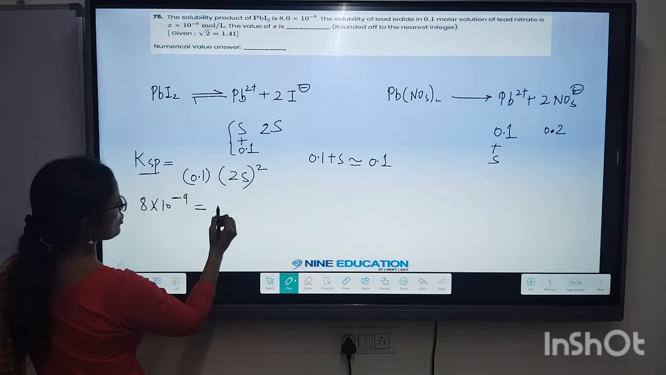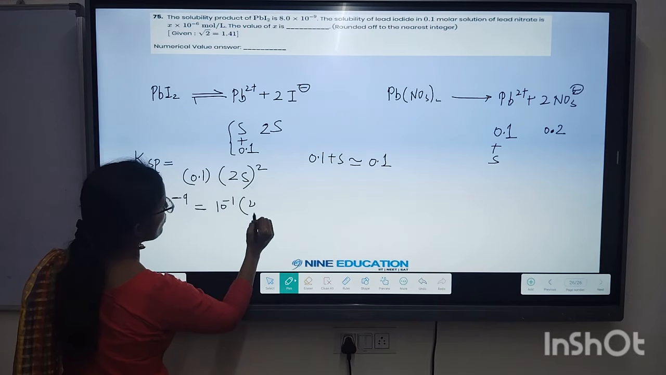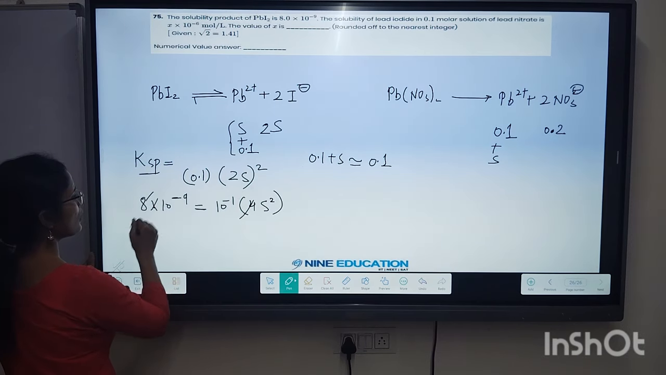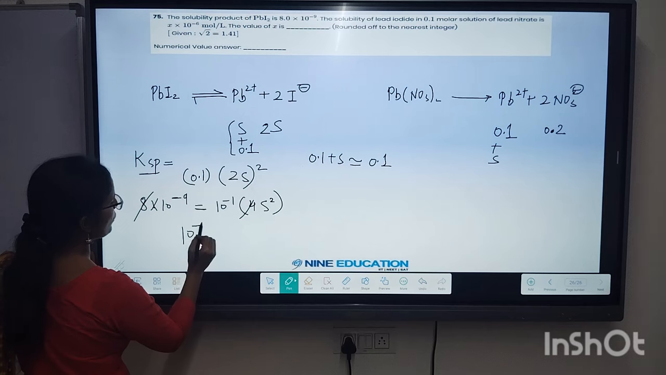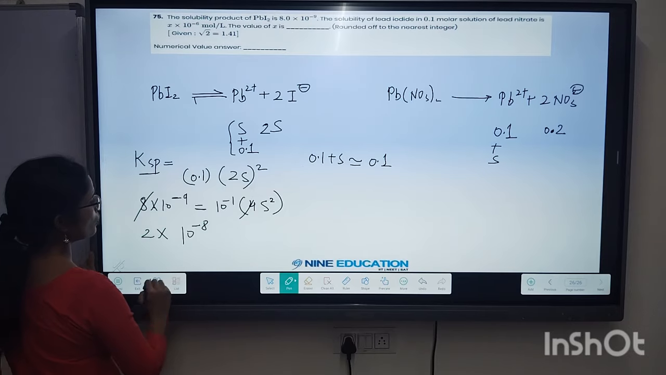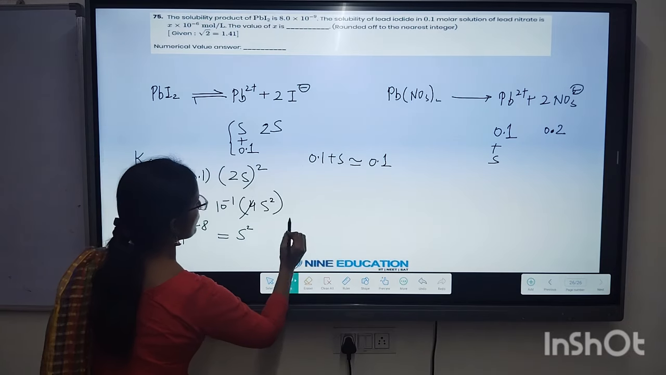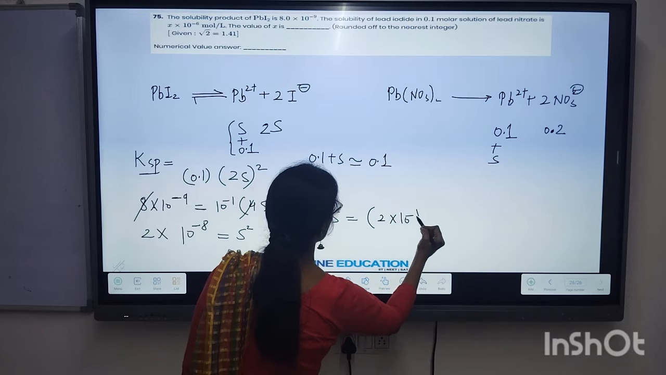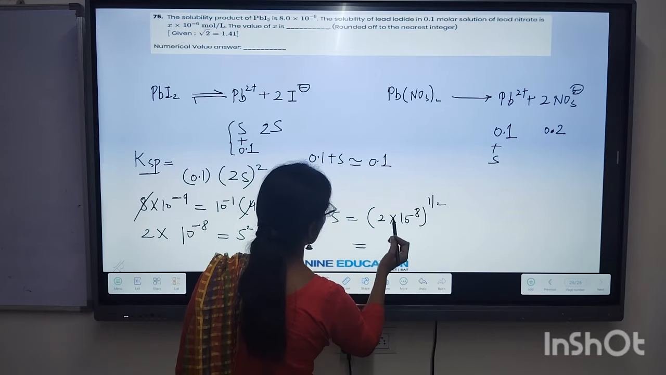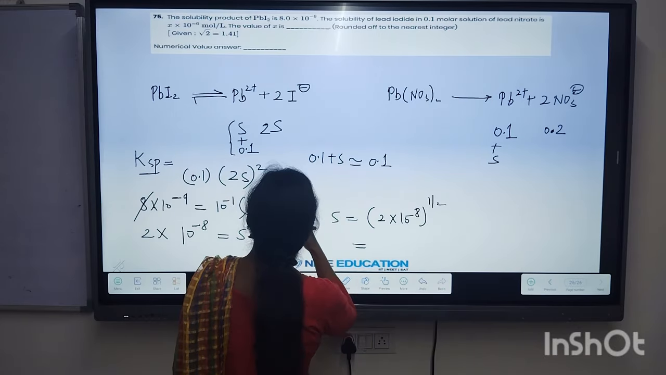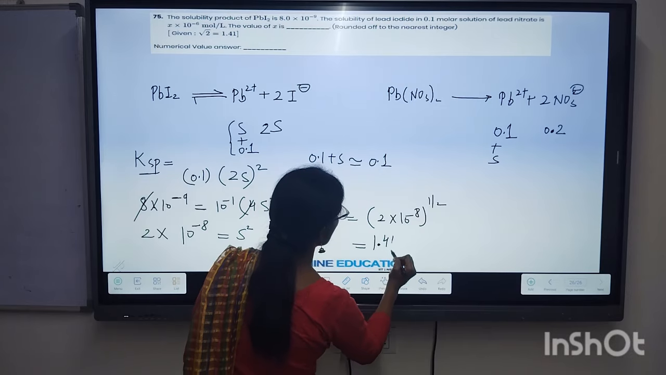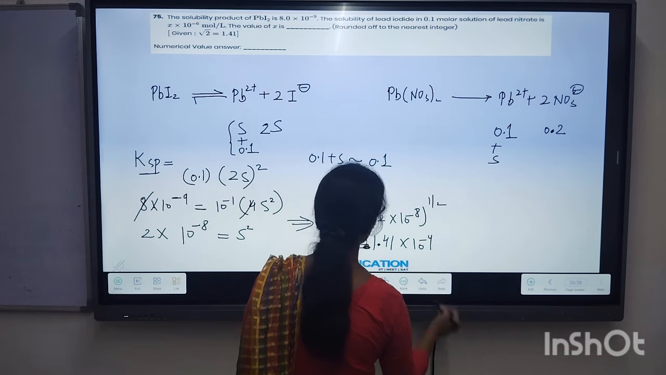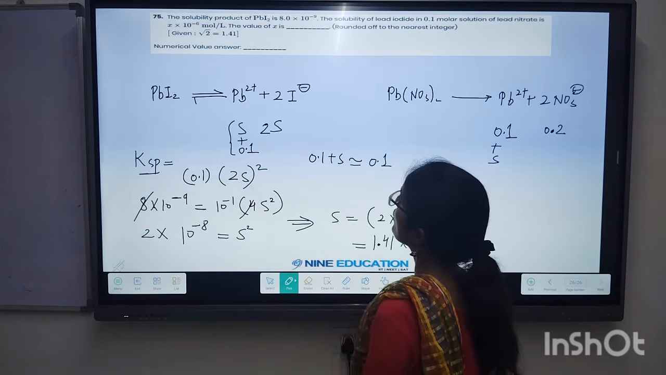Here we are having 10 raised to power minus 1, (2S) square. (2S) square means we are having 4S square. So 4 into 2, 10 to the power minus 1, 10 to the power 8 would be there. And here I will be having S square, which will simply give you S equal to 2 into 10 raised to power minus 8 raised to power 1 by 2. So 2 raised to power 1 by 2, root 2. Root 2 value is already given, which is 1.41. 10 to the power minus 8 raised to power half will be 10 raised to power minus 4. This will be the value of S.